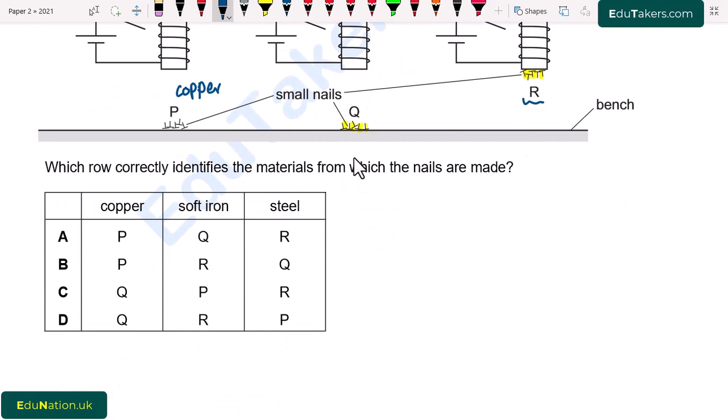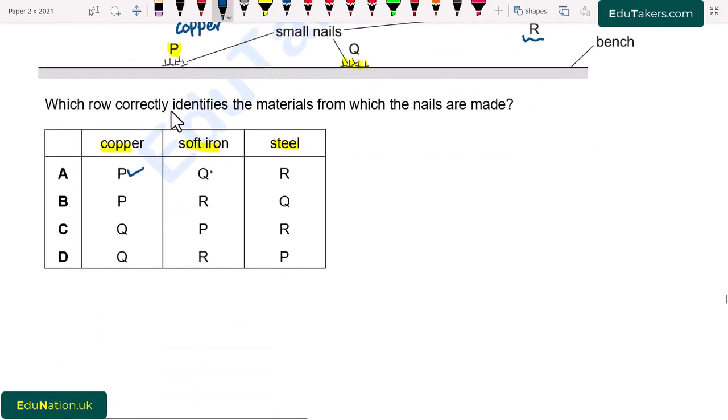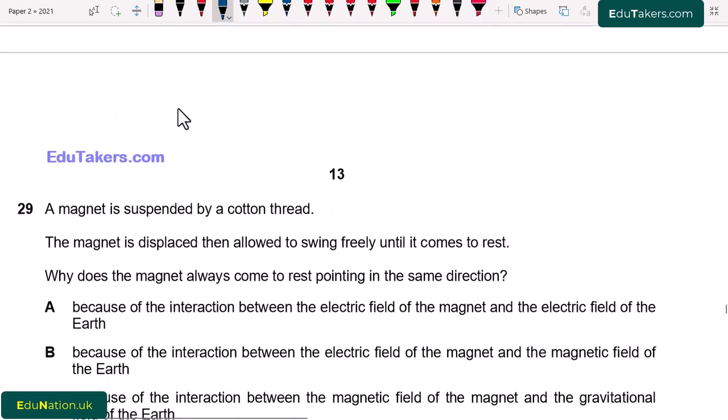Which row correctly identifies the materials from which the nails are made? Copper, soft iron and steel. So copper is P. Here P is written on the first row. Soft iron is Q. So Q is here and the other is steel, which is R. So here option A is correct. Going towards the next question.